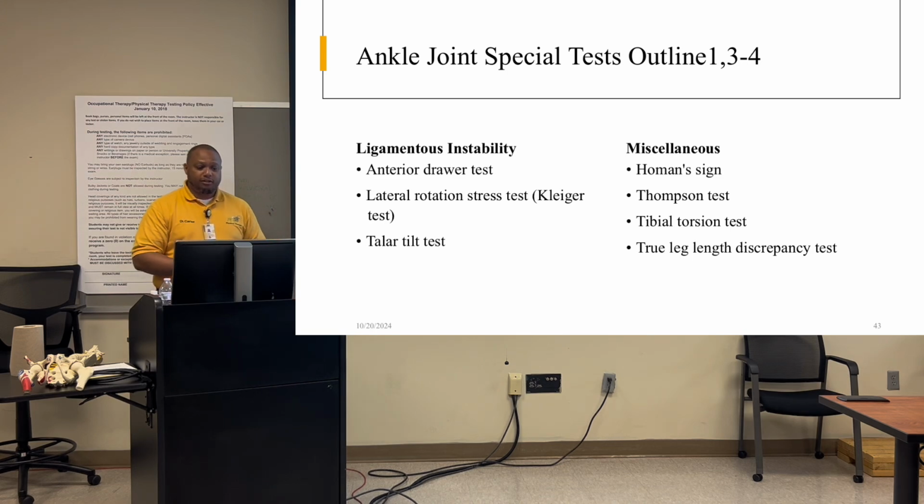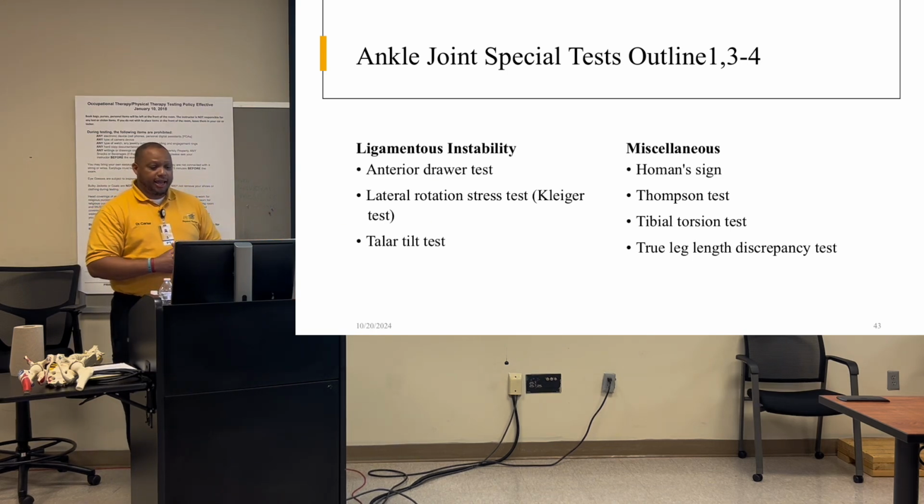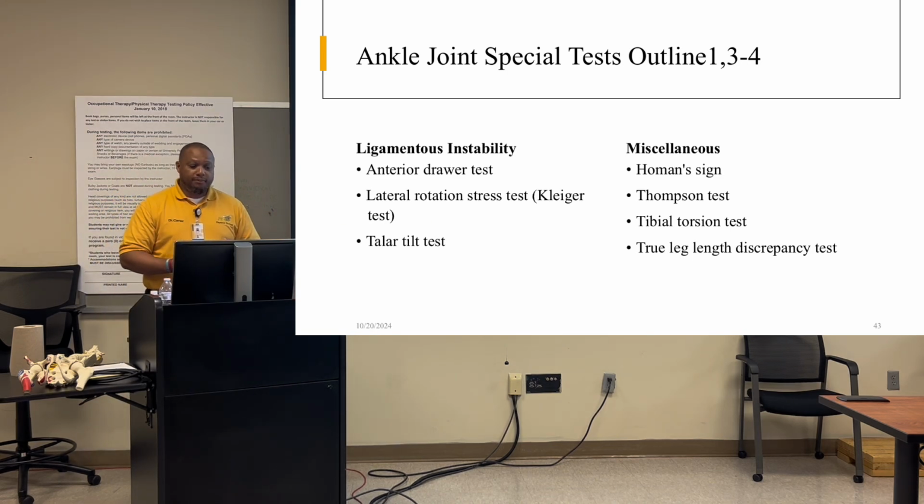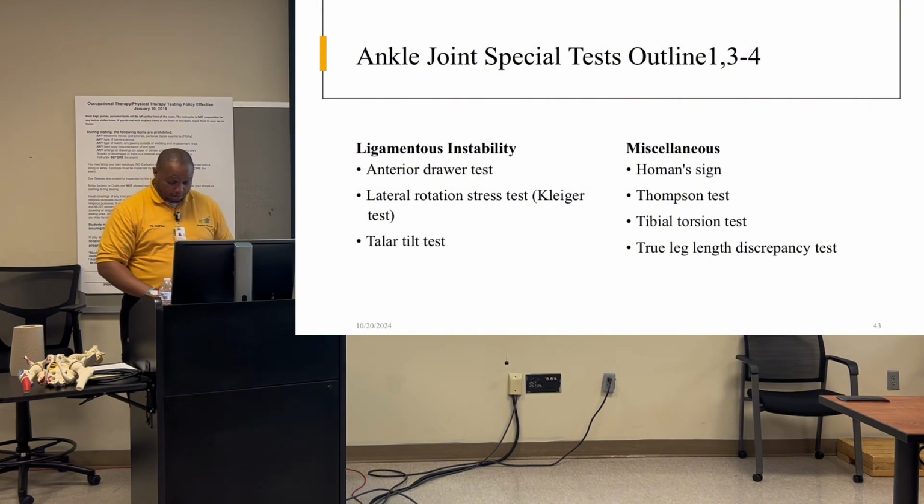And now we arrive to some of our special tests at the ankle joint with ligamentous instability. The tests that fall under those are your anterior drawer test, your lateral rotation stress test, talar tilt test. We're going to be looking at the structures that they assess. Miscellaneous tests are your Homan sign, Thompson's test, tibial torsion test, true leg length discrepancy test, apparent leg length discrepancy test. We'll be looking at those.